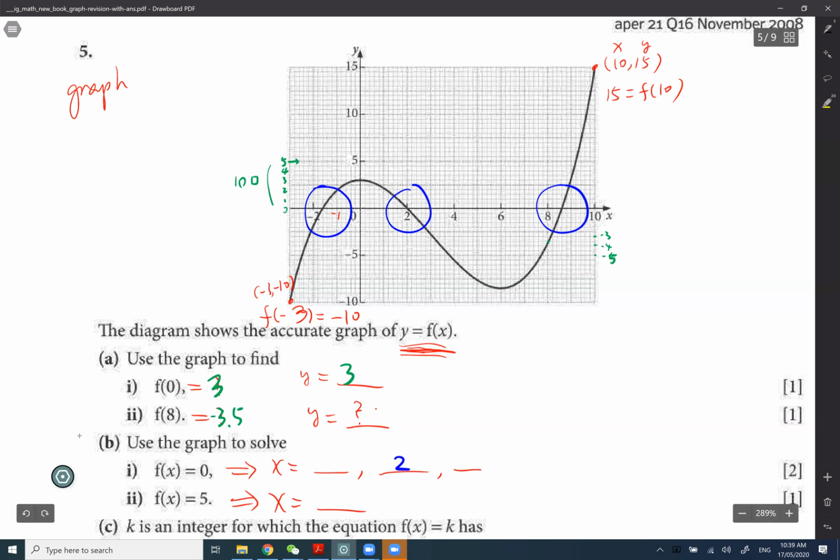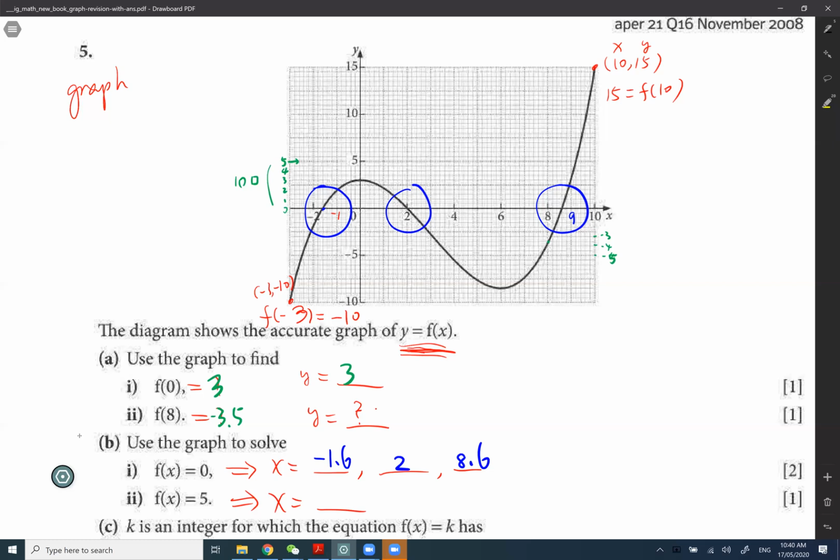This one is 2. The other one is 8 point something. From the diagram, here's 9. Ooh, it's 8.6. And the other one is right here, it's negative 1.6.